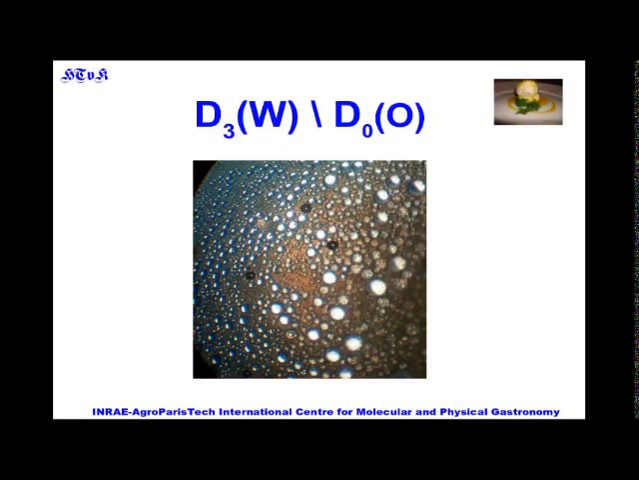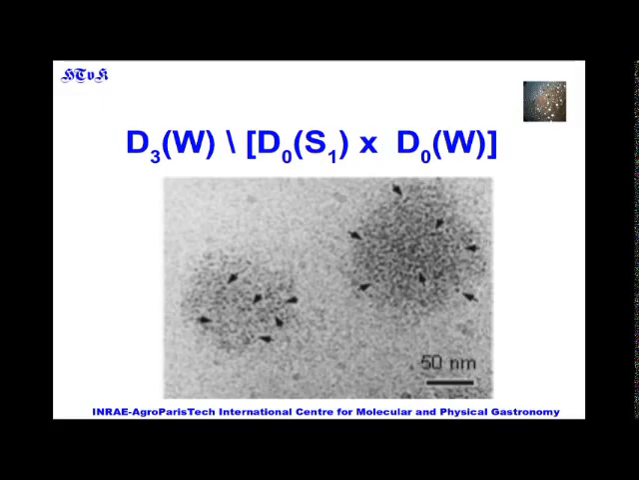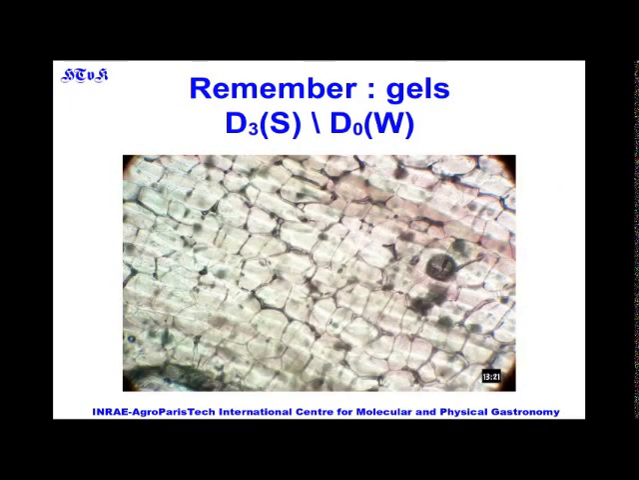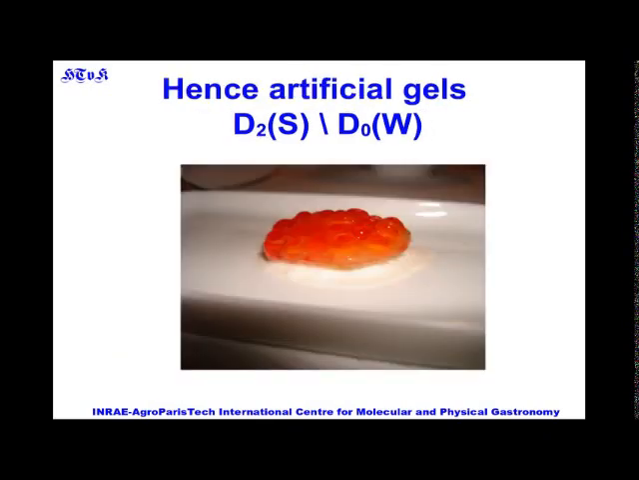Now we come back to the description of the emulsion. D3 water, mainly water. Slash means random dispersion. What do you disperse? Oil, and they are dimension 0. So nothing more simple. You can do the same with the microscopic micelles or with the complexation. I'm not going into detail, but I want to come back to gels. So this is one kind of gel, D3, the solid, and inside you have a random dispersion of D0 water, the cells.